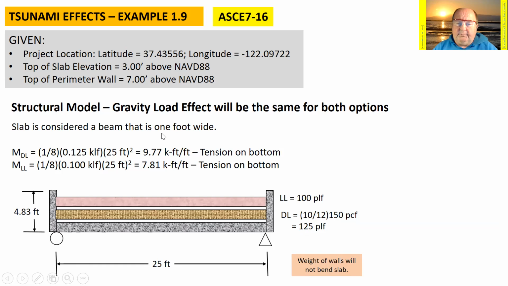But we're thinking of this as a beam that is 1 foot wide. So on that 1 foot width, the dead load will be 125 pounds per lineal foot. And the live load was given to us as 100 pounds per lineal foot. I'm trying to determine the ultimate moment in the middle of this slab. For a simply supported beam, it's going to be 1/8 the uniform load times the span squared. So in the middle of this slab, there's 9.77 kip-feet of moment per foot of width of slab, causing tension on the bottom, and the live load is a little bit smaller than that.